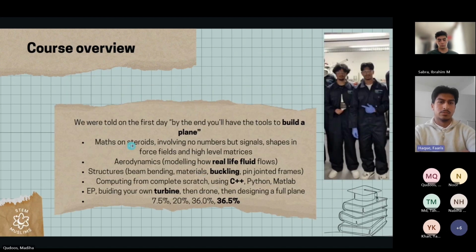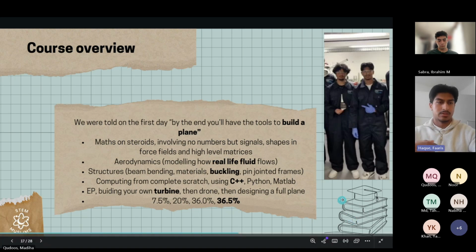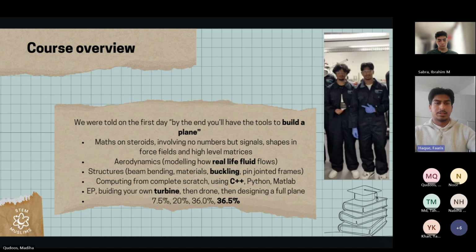And now for a course overview. So we were told on the first day, by the end, you'll have the tools to build a plane. And I'm in second year now. It's not completely there, but I can see how it would work. So the modules we'll take, I'll just list off a load of them now. We study aerodynamics, computing, numerical methods, engineering practice, materials, maths, structures, thermodynamics, flight dynamics, mechatronics, and propulsion and turbo machinery. That's just a load of words.